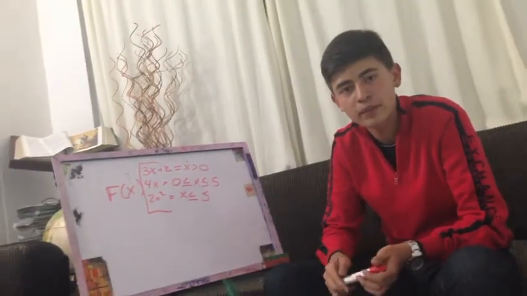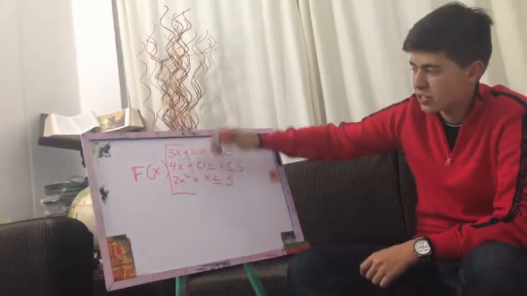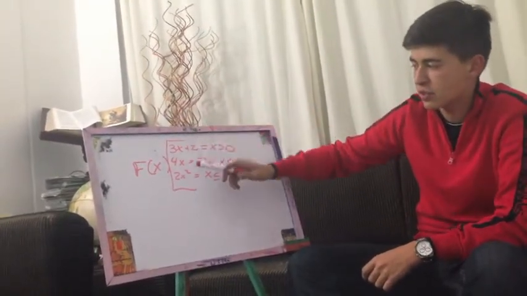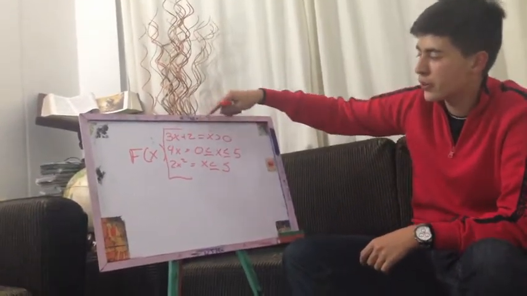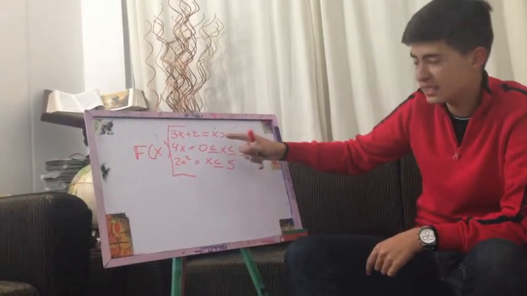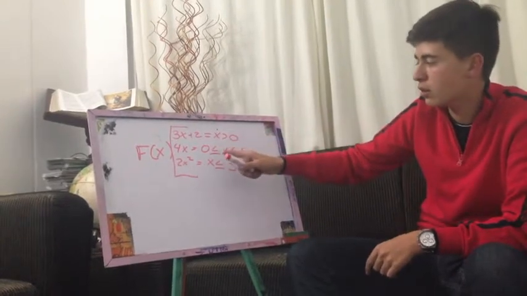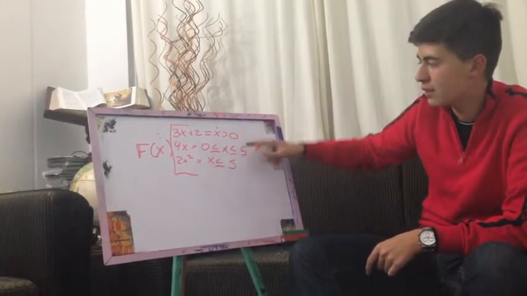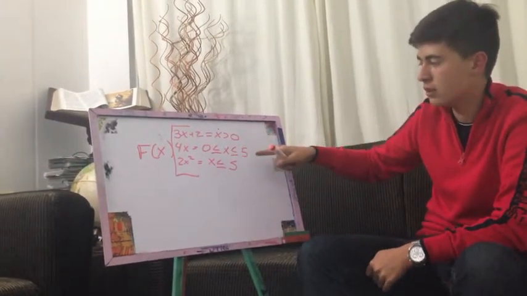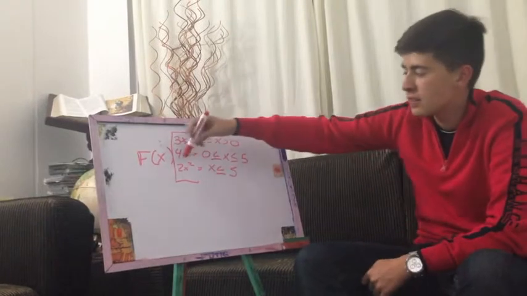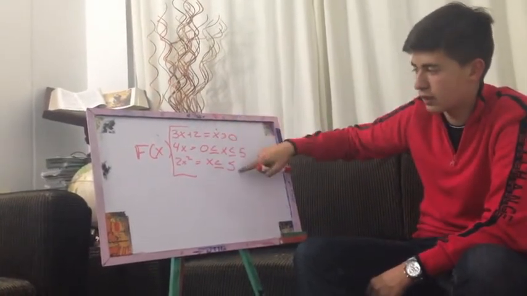Now we're going to talk about the piecewise function. The function f(x) is made up of three different functions. You use 3x + 2 when x is less than 0. You use 4x when 0 is less than or equal to x and x is less than or equal to 5. You use 2x² when x is greater than 5.